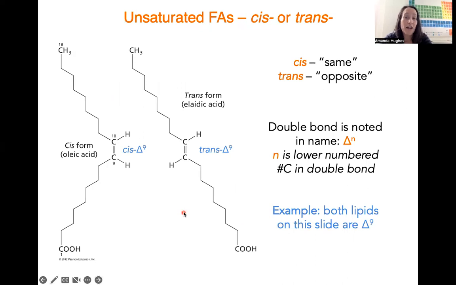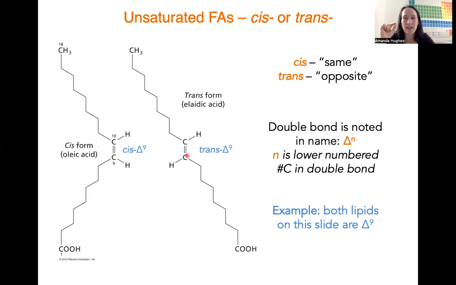Okay, cis versus trans fats, cis versus trans fatty acids. This shouldn't be anything too new. This is a lot of organic chemistry terminology getting pulled into this lecture, just applying it to a biological molecule, fatty acids. So cis means same, so the hydrogens of that double bond are going to be on the same side of the double bond. And trans means opposite, so the hydrogens are opposite each other across the double bond.